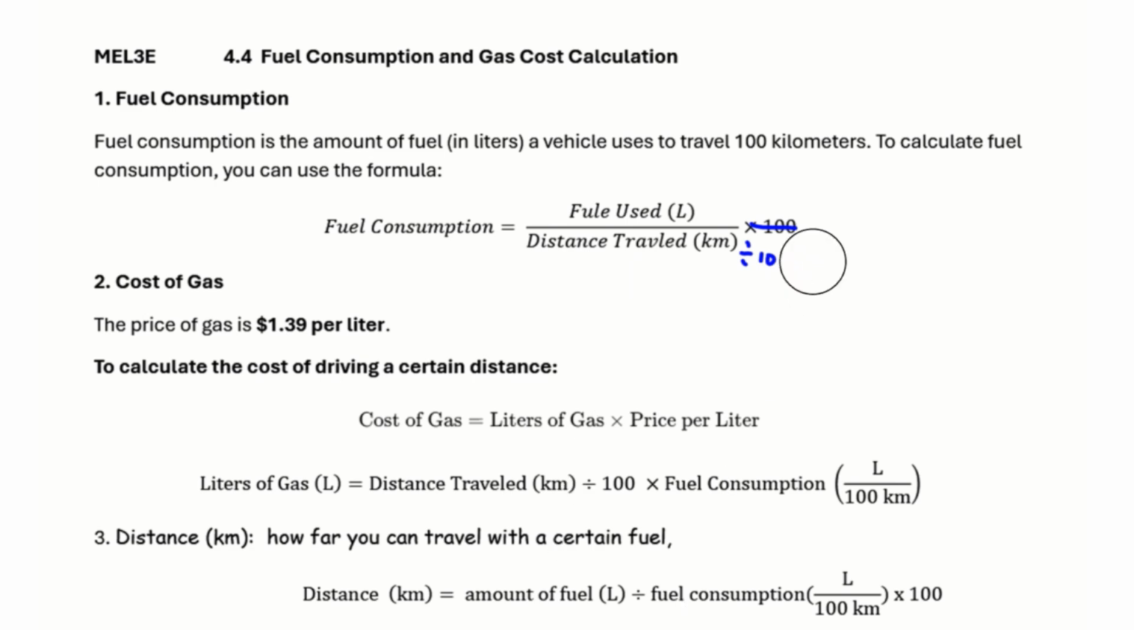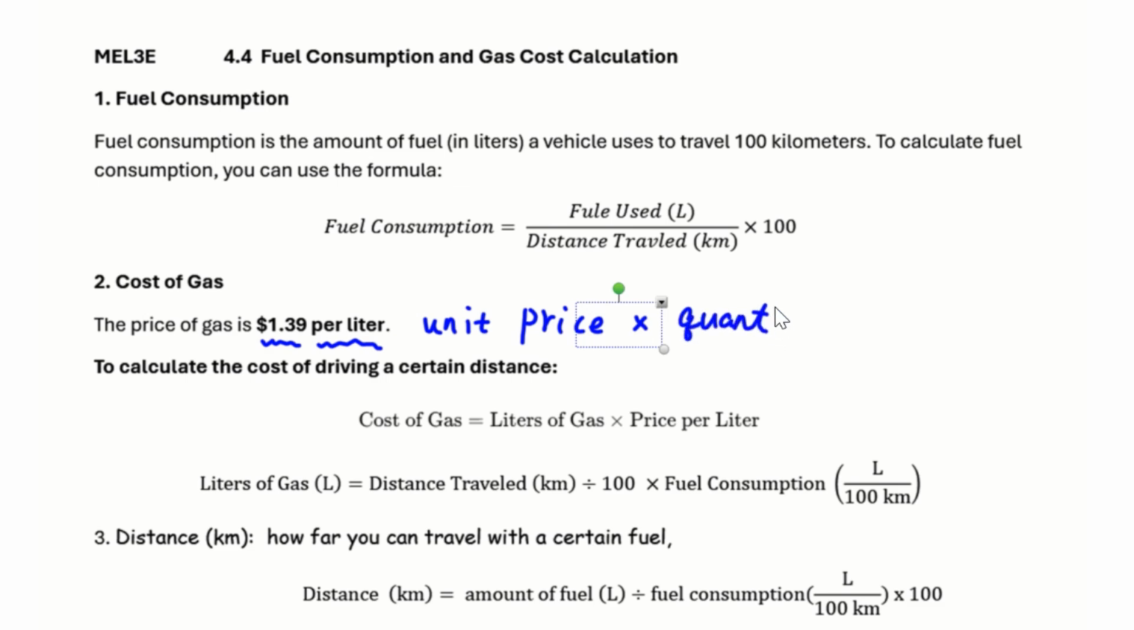And the cost of gas is fuel in liters times the unit price. The price of gas is $1 something per liter. We call this the unit price. Whenever we want to find the total cost, we use the unit price times the quantity. Then you will get a cost. So this is the cost: liters times price per liter.